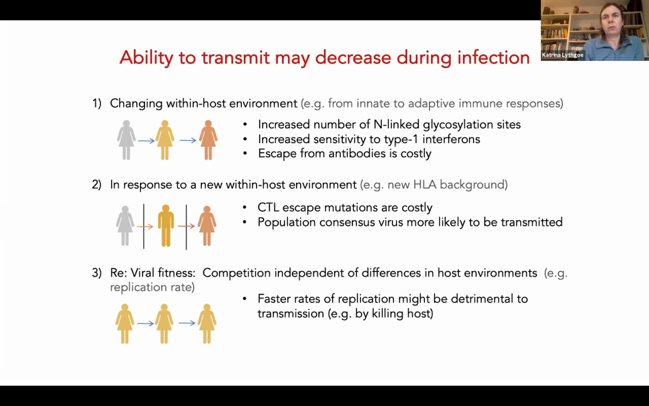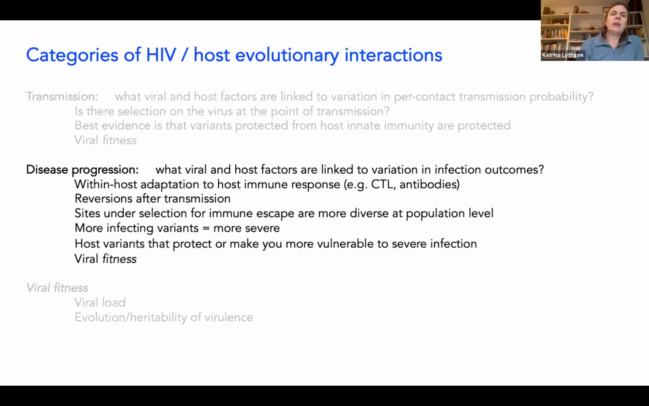So next we can think about disease progression. What viral and host factors are linked to variation in infection outcomes? Again, we can think about adaptation to CTL escape and to antibodies. We know that if individuals have CTL escapes and some antibody escapes, they tend to revert after transmission because they're not beneficial in the new host. Sites under selection for immune escape are more diverse at the population level. A couple of years ago, some work came out showing that the more infecting variants you have, the more severe infection tends to be. And host variants that protect or make you more vulnerable to severe infection.